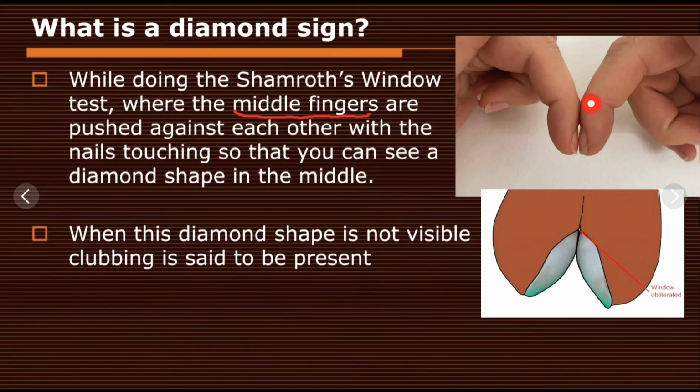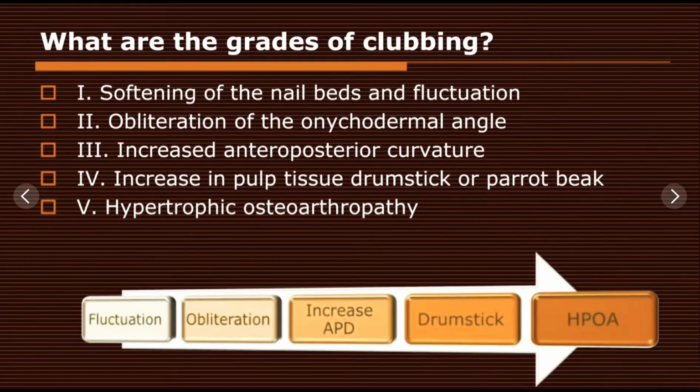So here we can see in this diagram the diamond shape is visible. This is a normal healthy individual, and here we can't see it, this space is obliterated, then it is known as clubbed finger. So what are the grades of clubbing?